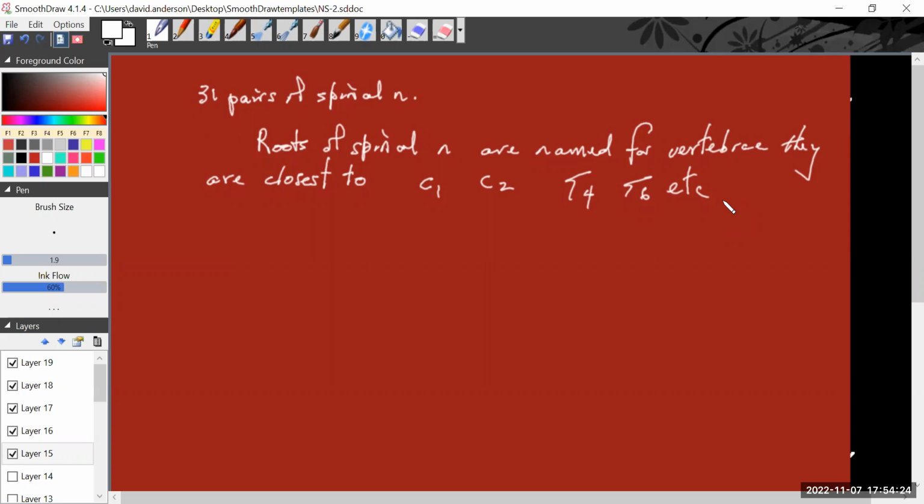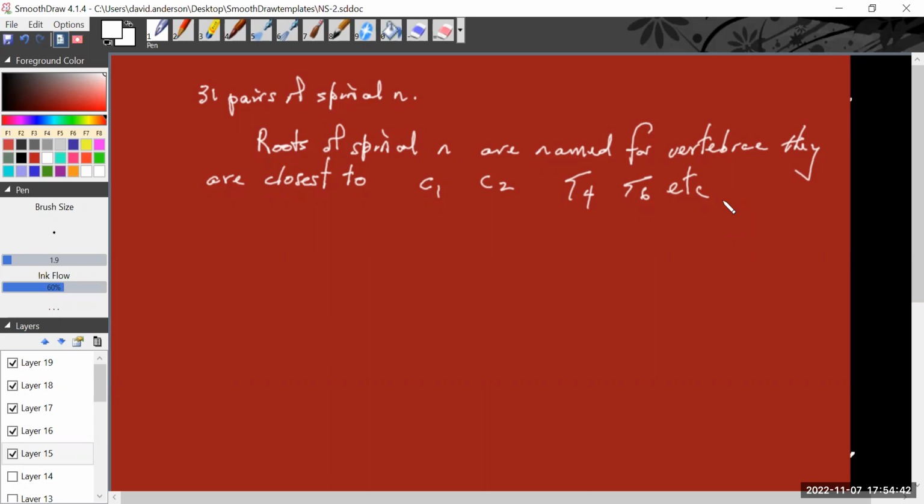When we combine branches from the nerve roots, we get the names of nerves. You've heard of the ulnar nerve or the radial nerve or the femoral nerve. Maybe you haven't heard of all those nerves, but that's where these nerves come from.